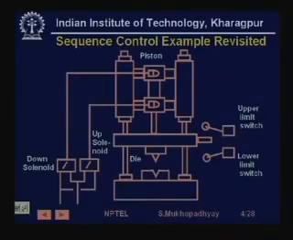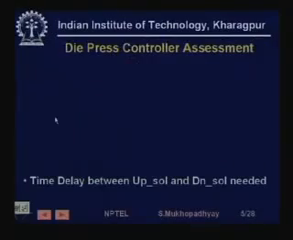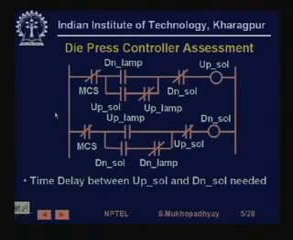So we take a second look at our previous example of the die press. Here is a die press where basically the piston moves the die up or down depending on whether the up solenoid or the down solenoid is activated. This directs hydraulic power upward or downward to the piston, so the die moves up or down. And there are two sensors, namely the upper limit switch and the lower limit switch, which send the end positions of the die. So we take a look at the earlier solution which we proposed in an earlier lesson.